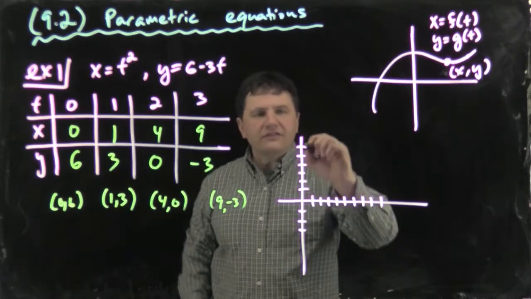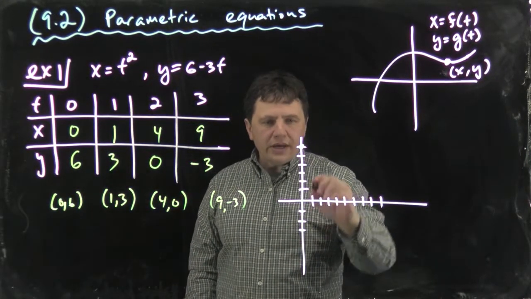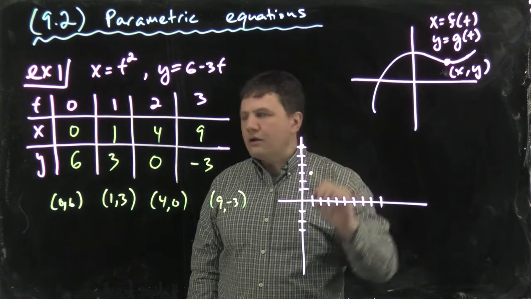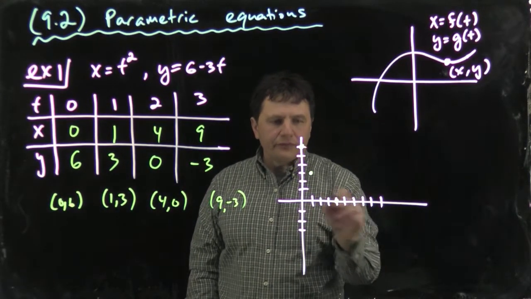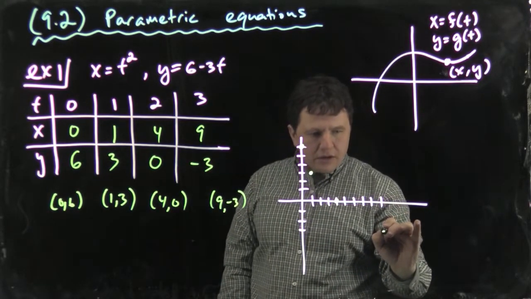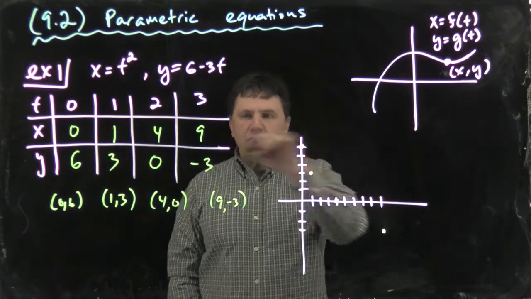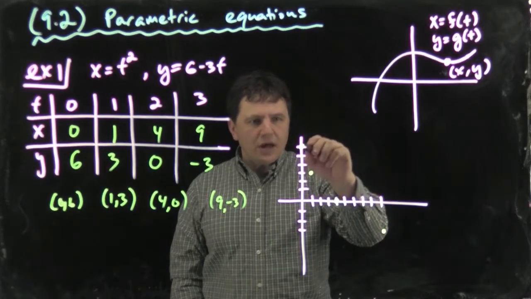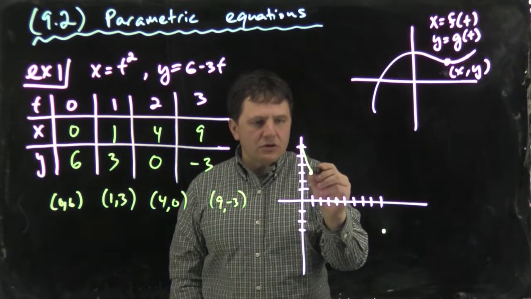So 0, 6 is right here. 1, 3 is right there. 4, 0 is right here. And 9, negative 3 is right here. Now I'm just going to go ahead and connect these dots. I will tell you that if we kept going with more points, this thing would continue on, and maybe we'd even start to see what type of shape this is. Right now, it's hard to tell.